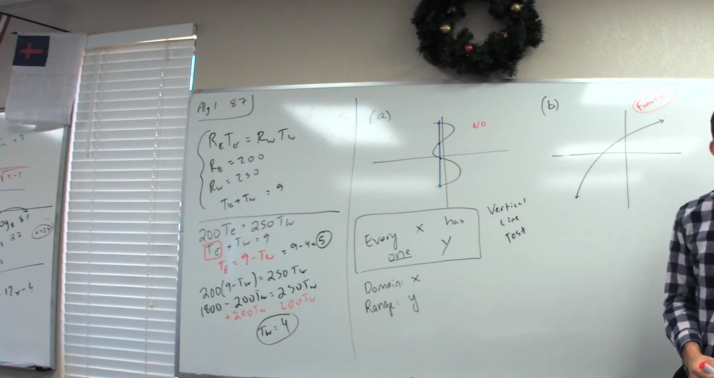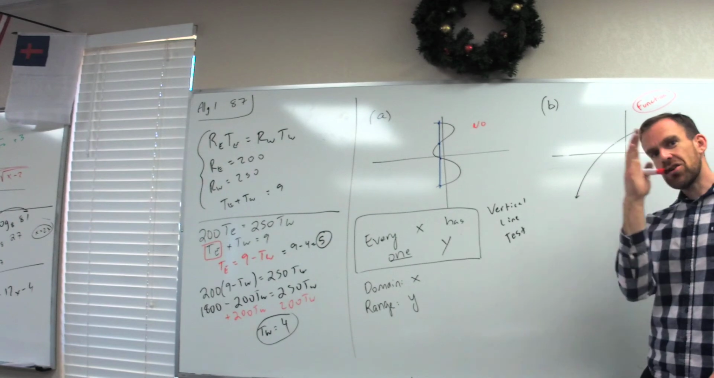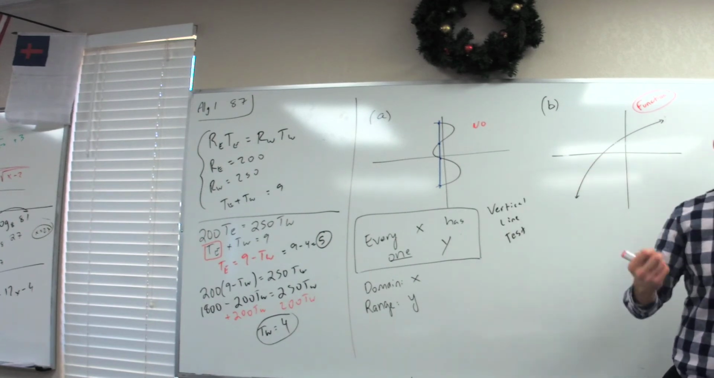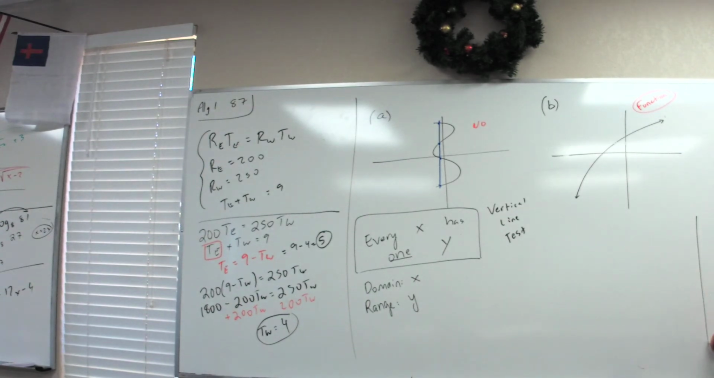Example A, not a function. Okay? A good way to figure that out is, does it double back on itself? Like, does it go back, or does it always go forward? Is a good way to keep track of that. Let's look at this one. Example C.